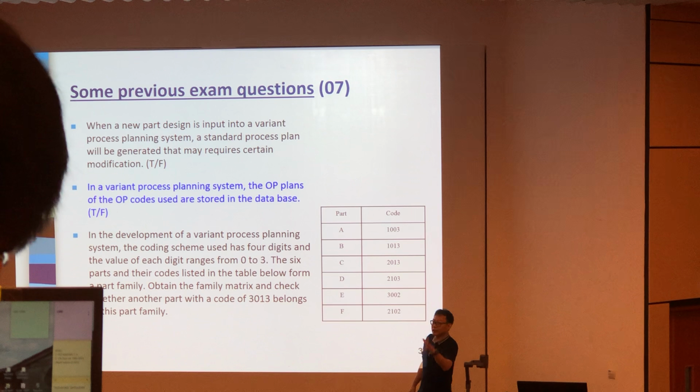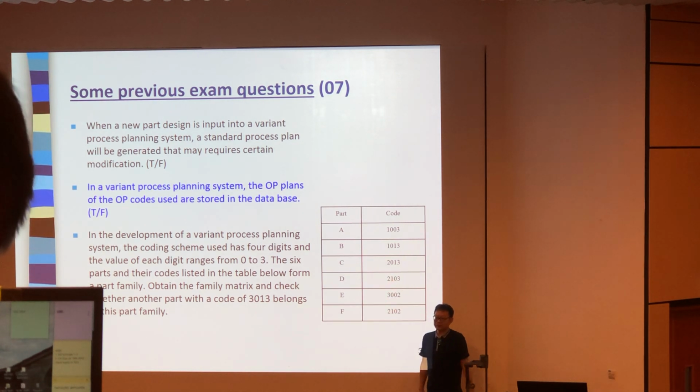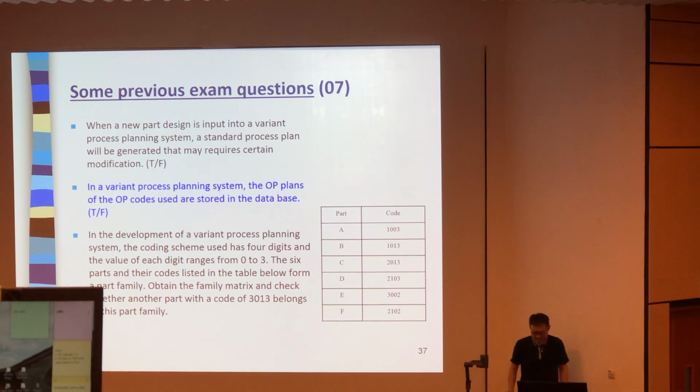Okay, we have a couple of minutes, so we conduct some exercises quickly, and then we conclude today's lecture. Regarding the variant system, the first two questions are true or false. When a new part design is input in the variant process planning system, a standard process plan will be generated that may require certain modification. The first one, true or false?